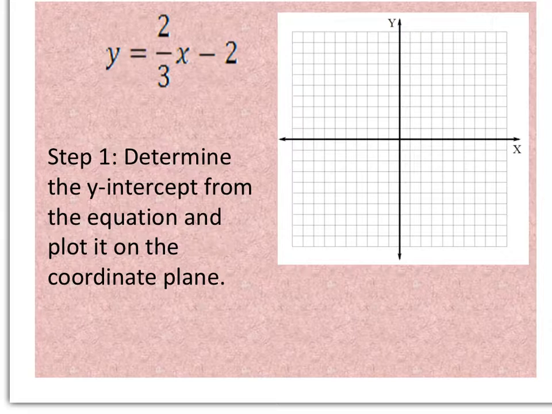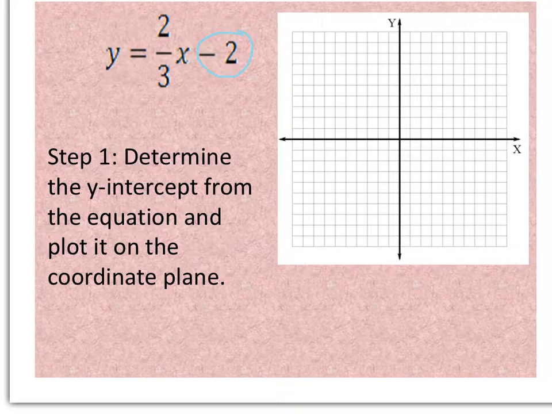You'll see that on your foldable we have the equation y equals 2/3 x minus 2. And this is in slope-intercept form. Step 1, you need to write this in your foldable. You have to determine what the y-intercept is from the equation and plot it on the coordinate plane. If you need to pause the video to get that written down, please do so now. So if we look at our equation, we can see that our y-intercept is -2.